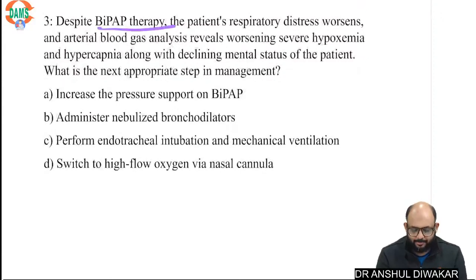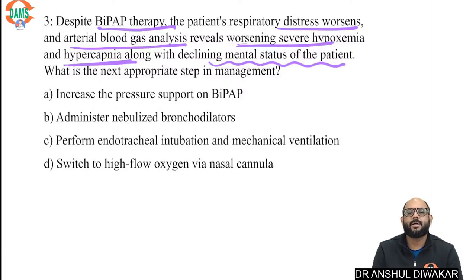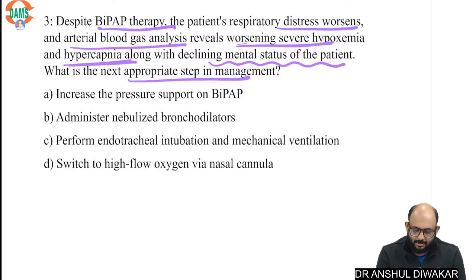Despite BiPAP, the patient's respiratory distress worsens. Arterial blood gas reveals worsening severe hypoxemia and hypercapnia, along with declining mental status of the patient. Now, what will you do?